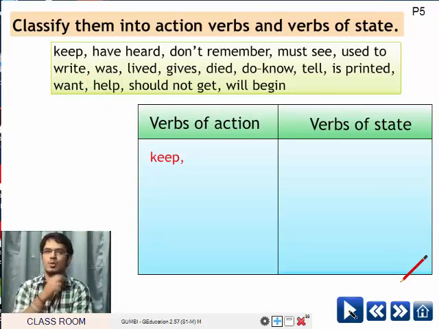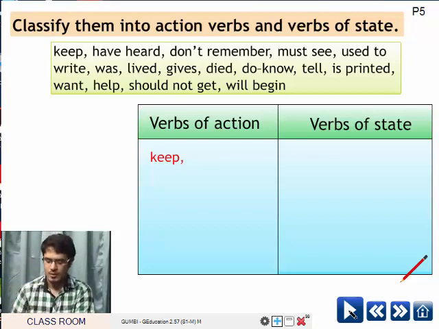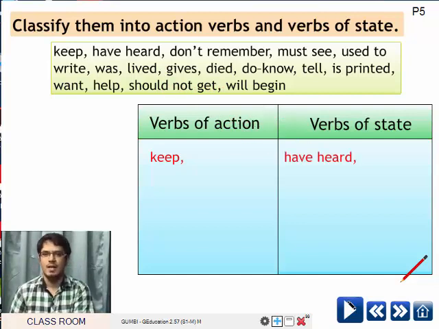First is, I'll do one for you, keep. Keep is you keep something on the table. That belongs to verbs of action. Have heard. So have heard belongs to verbs of state. Don't remember.